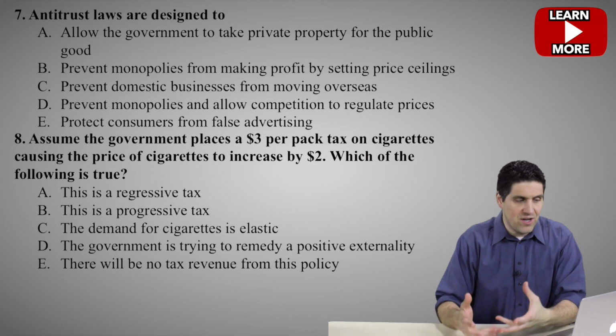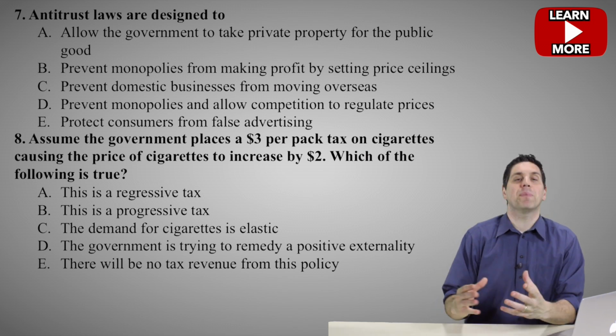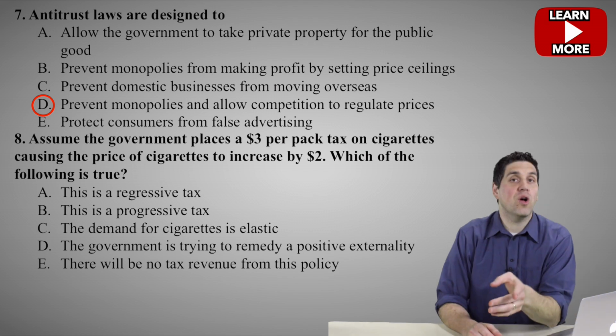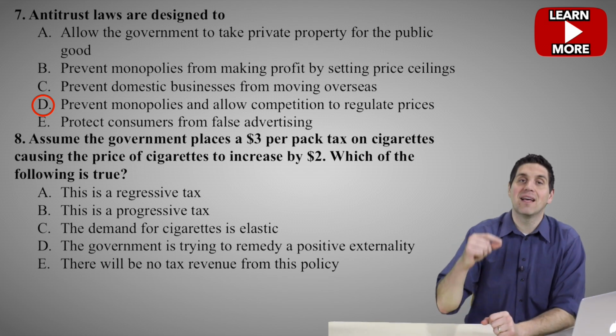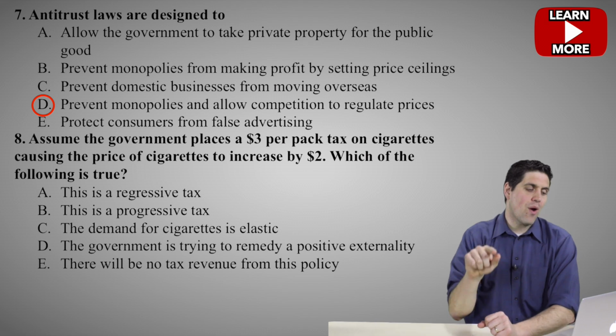Question number 7 is a definition question. What are antitrust laws? Well, they're designed to prevent monopolies and allow competition to regulate prices. The answer is D. Question number 8, the government puts a per unit tax. The price goes up by $2. So now everyone's paying $2 more for cigarettes. The right answer is A.